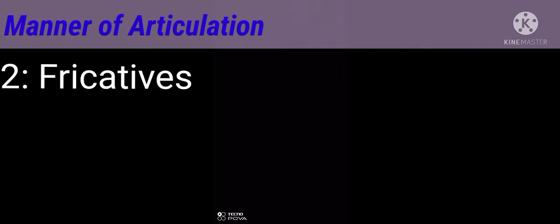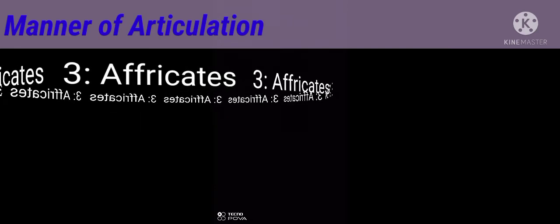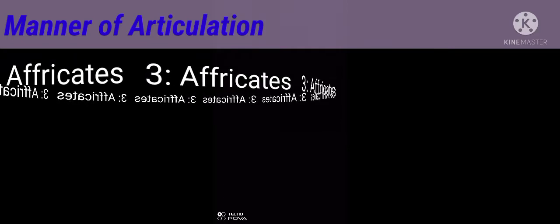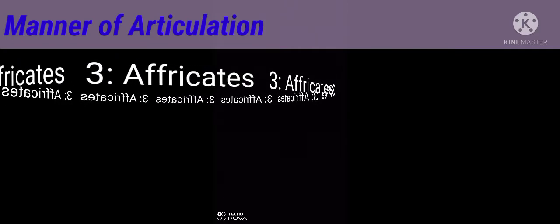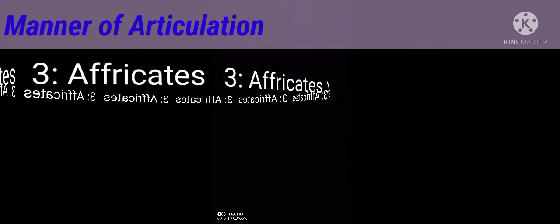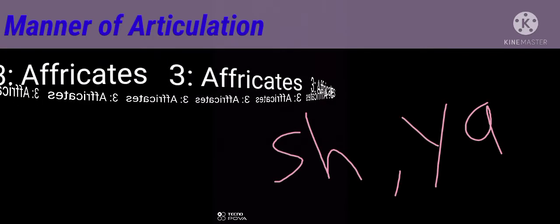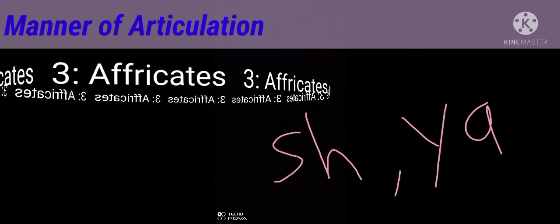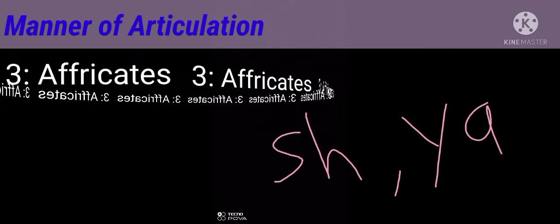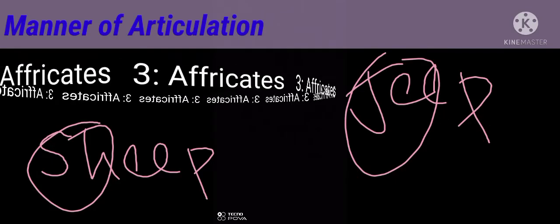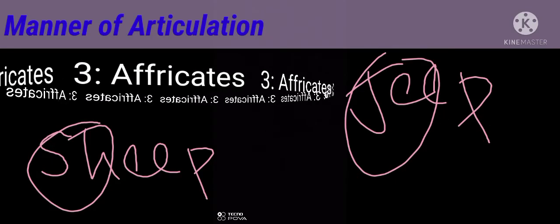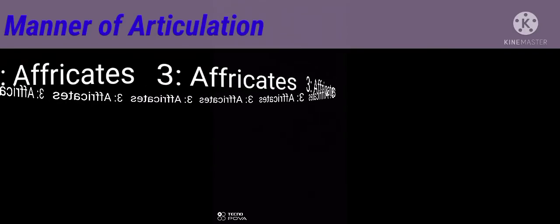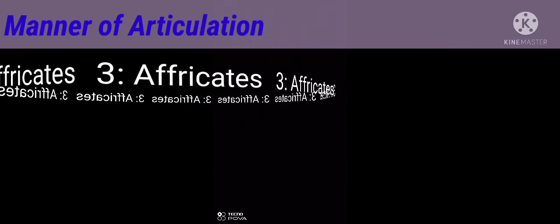Affricates. If you combine a brief stopping of the air stream with an obstructed release which causes some friction, you will be able to produce the sounds cha and ja. These are called affricates and occur at the beginning of the words cheap and jeep. The first of these is a voiceless affricate and the second is a voiced affricate.